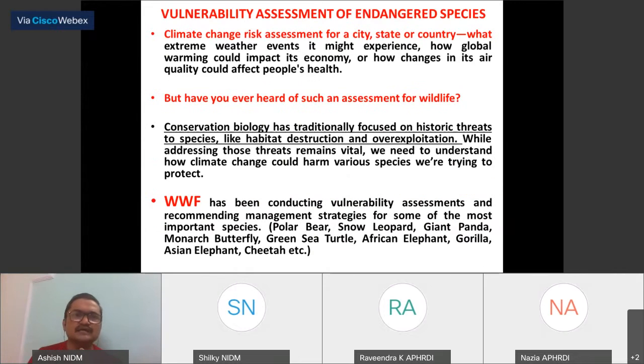We always know that climate change risk assessment for a city, for a state, for a community, for the human species, or for a country as a whole, that is very common. Where what we do, extreme weather events, how will be the experience, what will be the global warming, how is it going to affect the economy, how it is going to change our day-to-day lives. That is commonly studied. But do we do this kind of study with respect to wildlife?